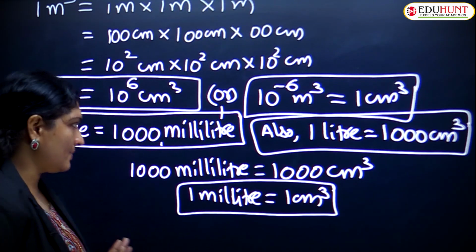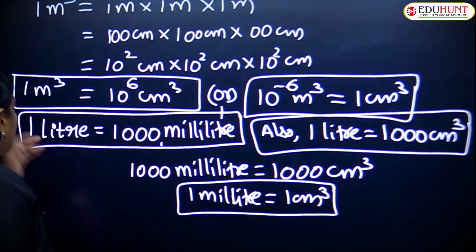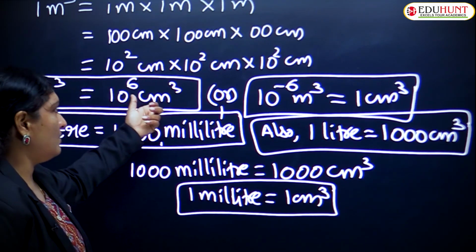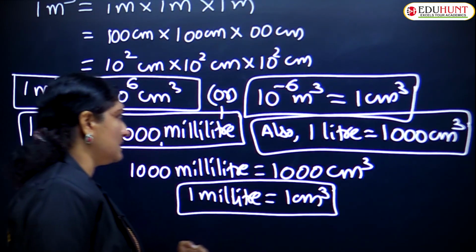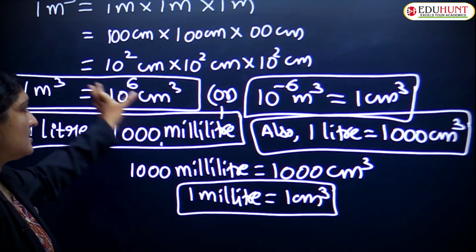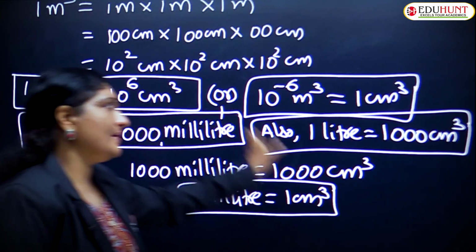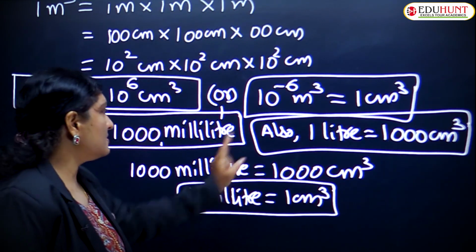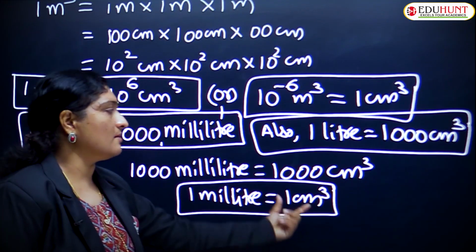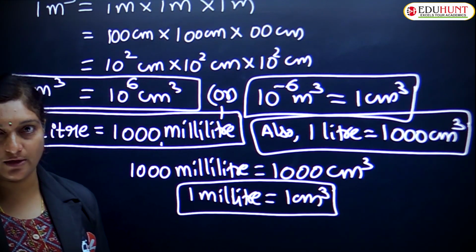Need to remember, children. What have we come across? 1 meter cube is equal to 10 power 6 centimeter cube and 1 centimeter cube equals 10 power minus 6 meter cube. 1 liter equals 1000 milliliters and also 1 liter equals 1000 centimeter cube. Hence, comparing these two, we have 1 milliliter equal to 1 centimeter cube.